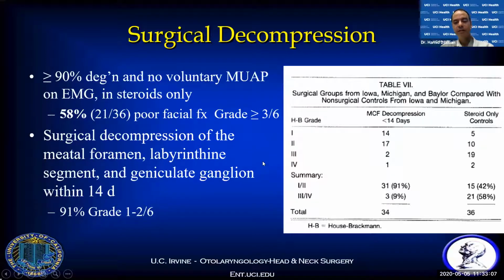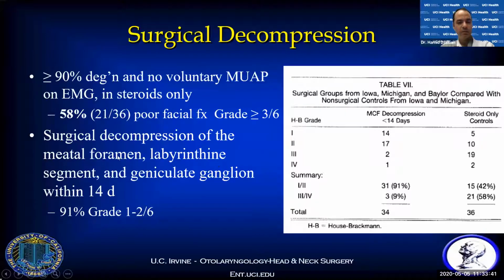But at least you know that those are the numbers, and so then you can present the data to the patient. But if a decompression is going to be done, it has to be done of the labyrinthine segment. There were a lot of papers back in the day when people didn't understand Bell's palsy and the cause as being an HSV-induced problem, and they were decompressing the mastoid, and people were recovering, but in reality those people were going to recover anyways. So mastoid decompression for Bell's palsy is not worthwhile.